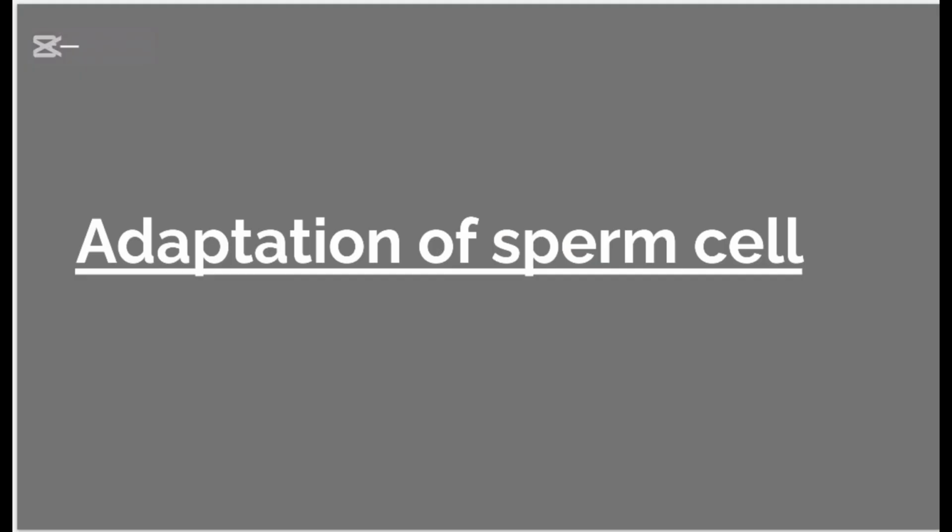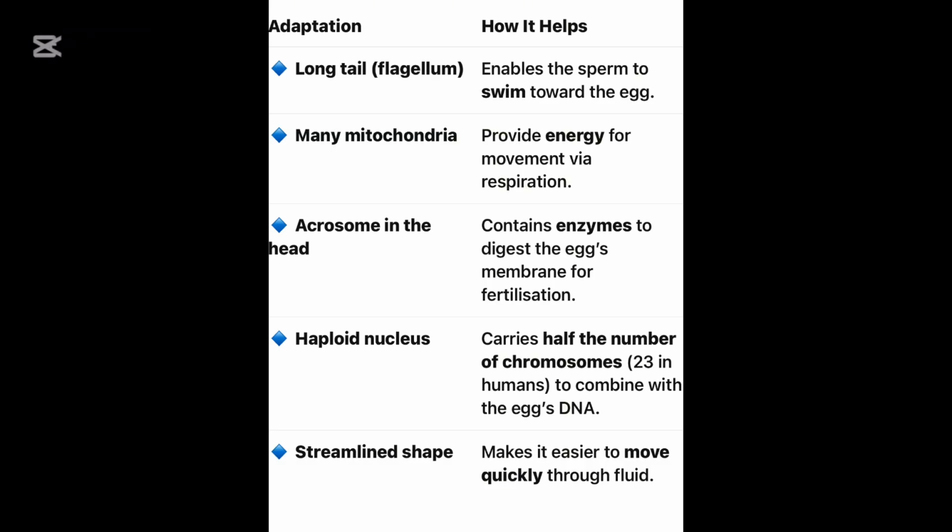Adaptations of the sperm cell. Let's talk about the long tail. The long tail enables the sperm cell to swim towards the egg. According to the structure shown, the middle piece, which contains the mitochondria, provides energy for the movement via respiration. And the acrosome, which is present in the head of the sperm, contains enzymes which digest the membrane of the egg cell during fertilization.